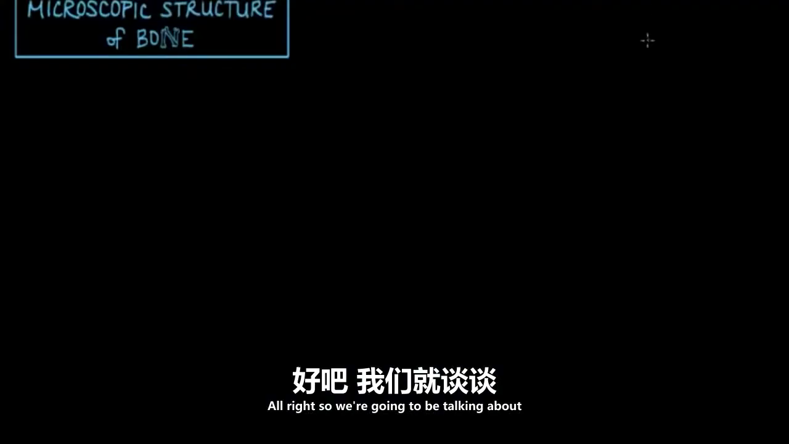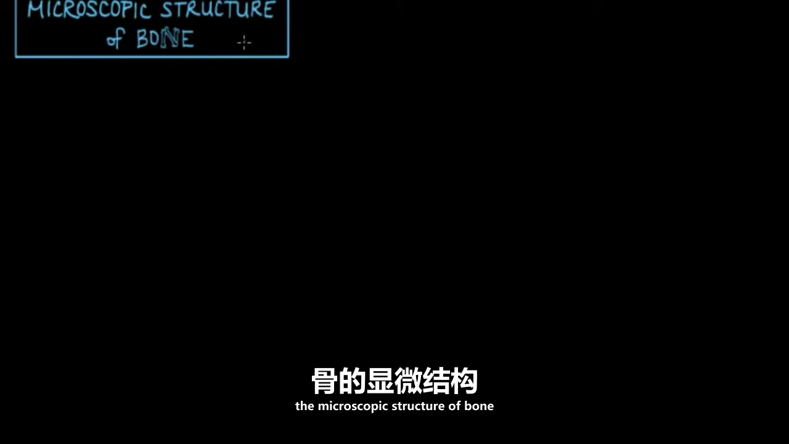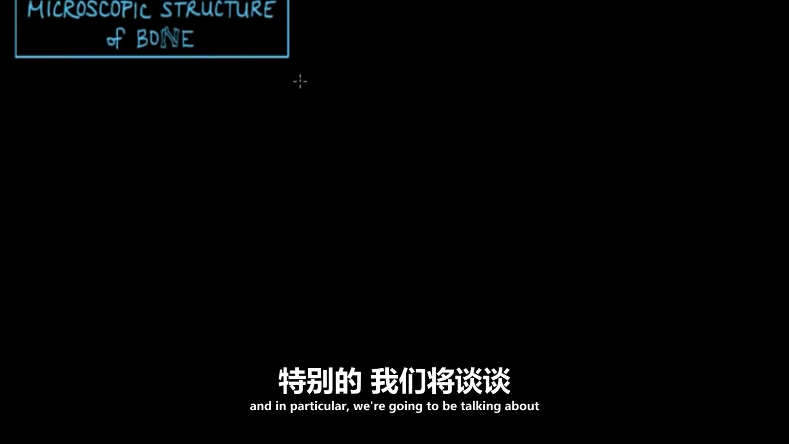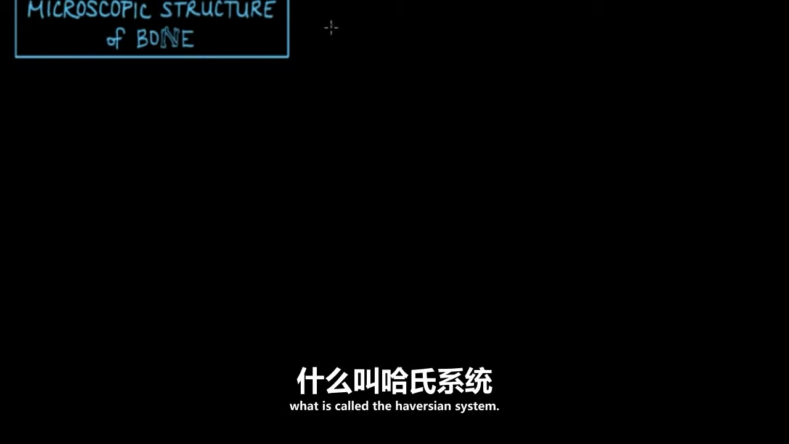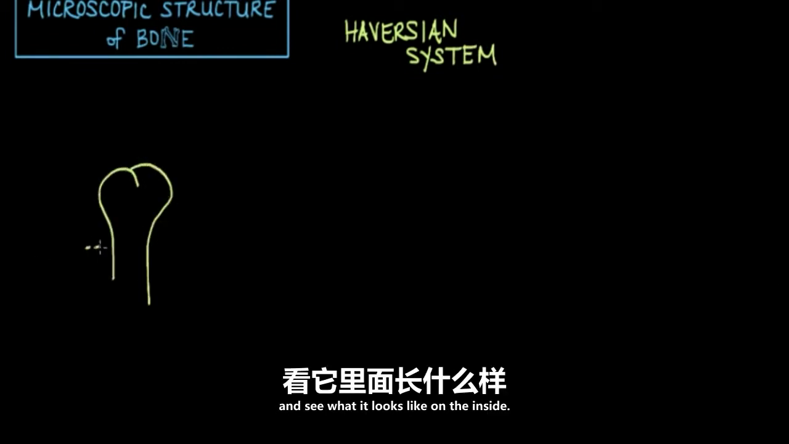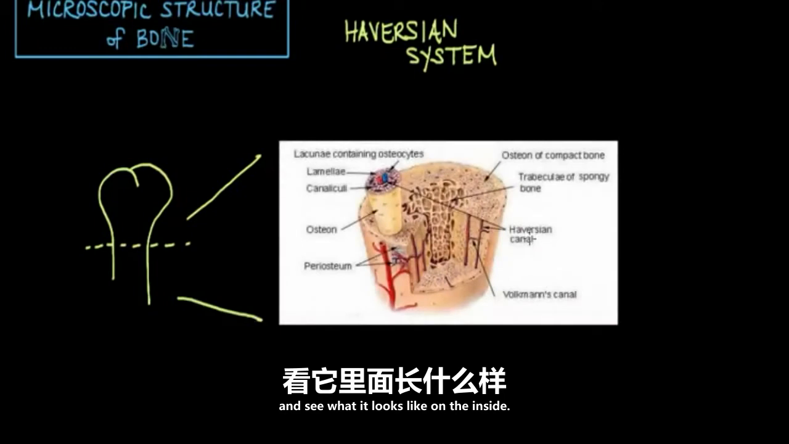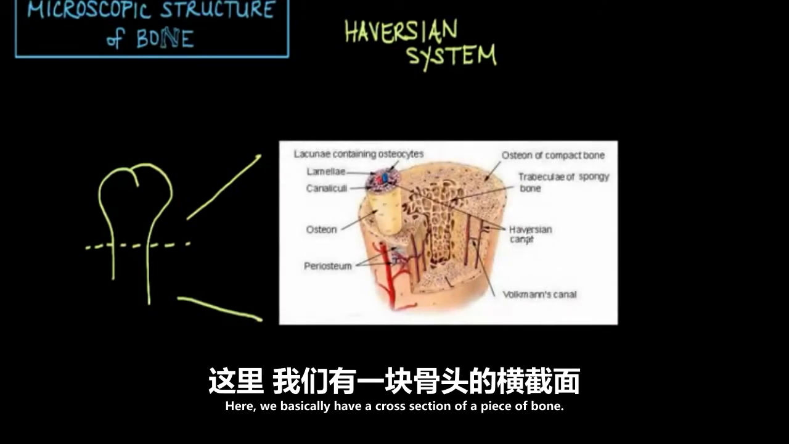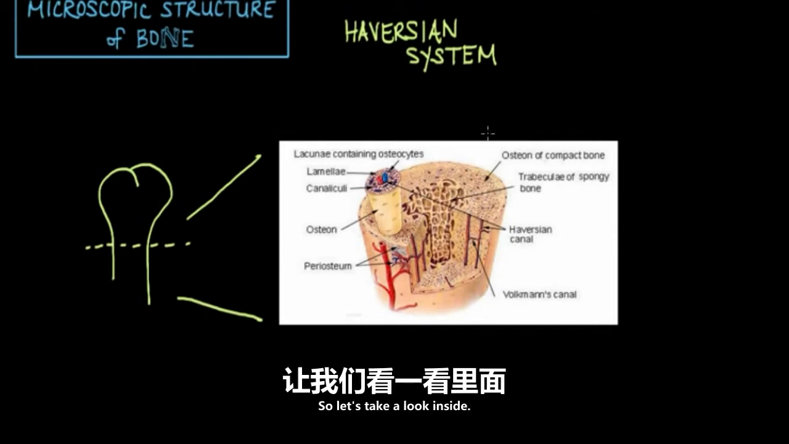Alright, so we're going to be talking about the microscopic structure of bone, and in particular we're going to be talking about what is called the Haversian system. Now let's take a piece of bone and cut it in half and see what it looks like on the inside. And here we basically have a cross-section of a piece of bone. So let's take a look inside.